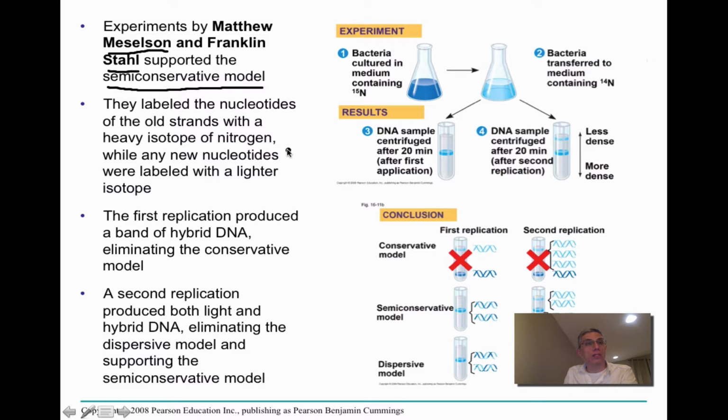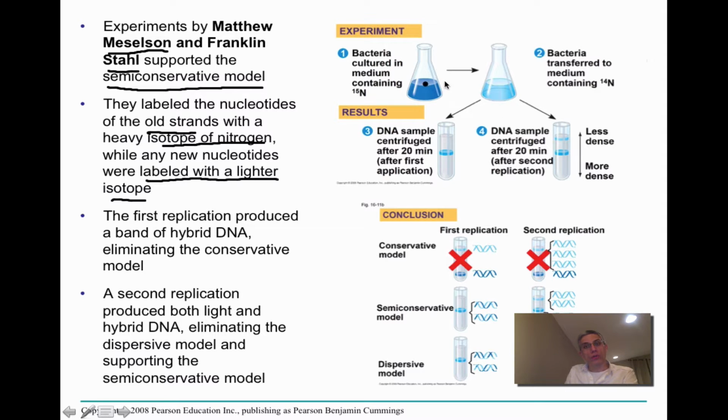So what they had done is they had labeled the nucleotides of the old strand with a heavy isotope of nitrogen. And any new nucleotides that were in the sample were labeled with a lighter isotope. Looking at this experiment, this would be the bacteria culture or the medium that contained our DNA. Originally it was labeled with that very heavy nitrogen, in this case nitrogen 15, and then it was transferred to a medium containing the lighter nitrogen 14.